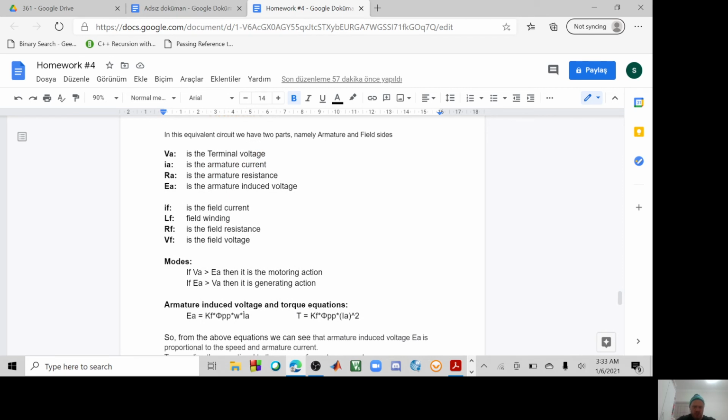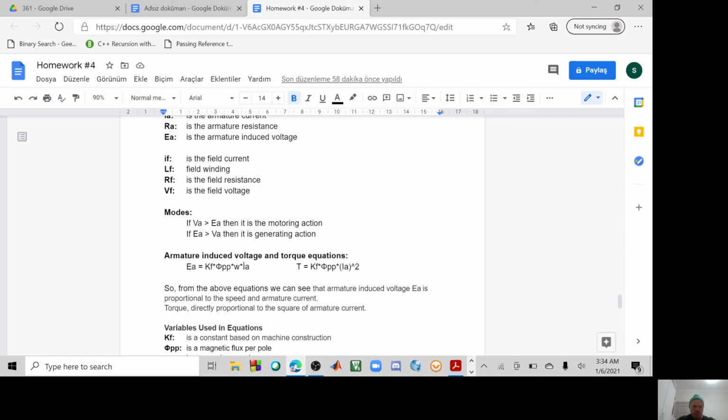So I want to say something about the modes. When the terminal voltage is greater than the induced armature voltage, it is a motoring action, and if the armature induced voltage is greater than the terminal voltage VA, then it is the generating action.